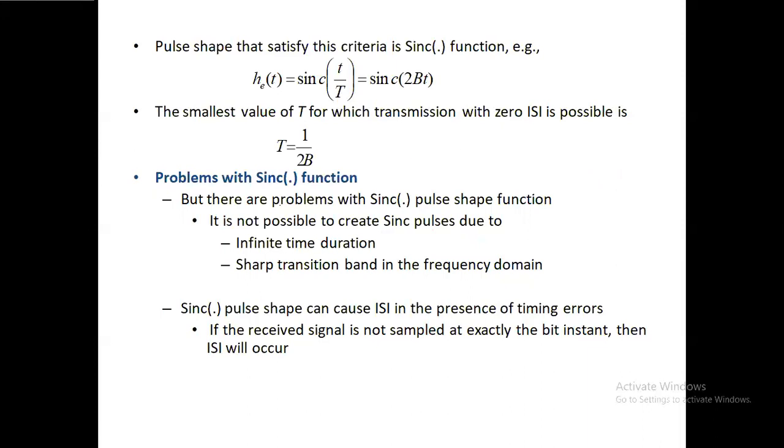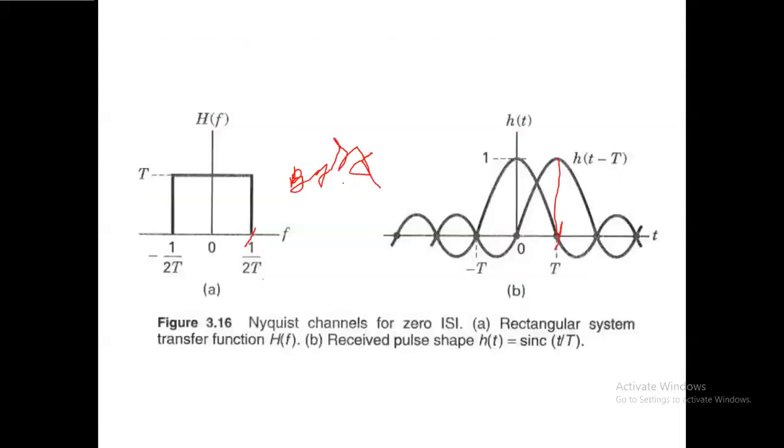Actually, neither can we use a rectangular filter at the transmitter because all realizable filters do not have sharp transitions. So this type of filter is very difficult to implement. And the other problem, if somehow we are able to do it, even then these sync pulses are very sensitive to timing errors. So a little error in time will create problems for the system. So what we have to do to adjust this situation.